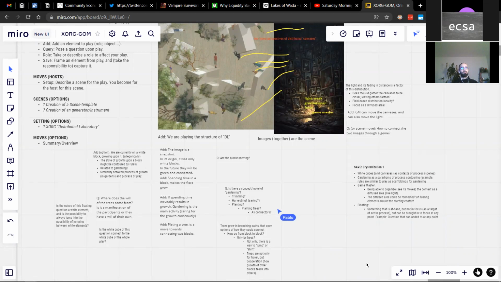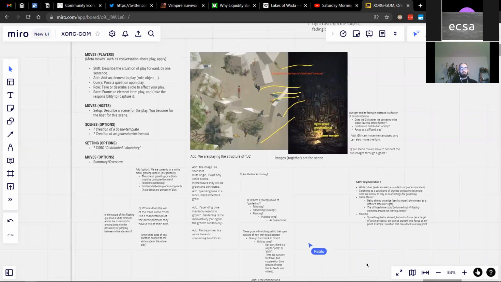This sort of diffused area, rather than just a set field or a location, and this sort of floating and the behavior of floating itself is very, very interesting. Both of them could be packaged into the tools, and the tools could potentially exist in a distributed laboratory. Not that we have to call it distributed laboratory, but it was playing towards a kind of potential laboratory state.